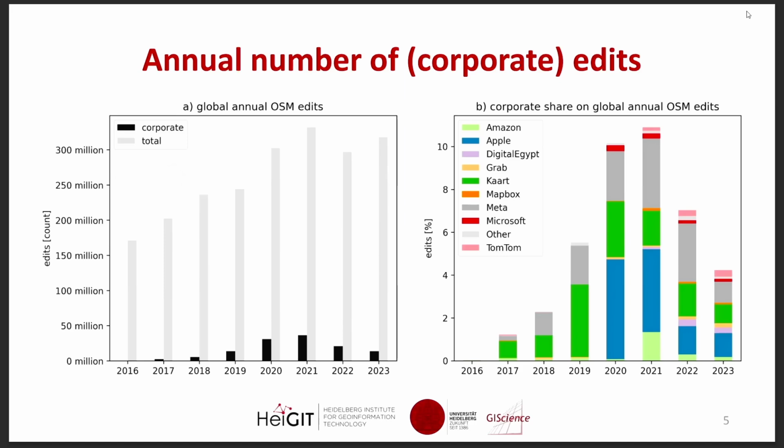Maybe we can have a discussion here. On the other side of the slide, you see how this is distributed per company. For each company, we can say how much they have mapped. And you see in particular in 2020, 2021, there's a very huge share from Apple, and that one decreased. So this influenced a lot also the global trends.